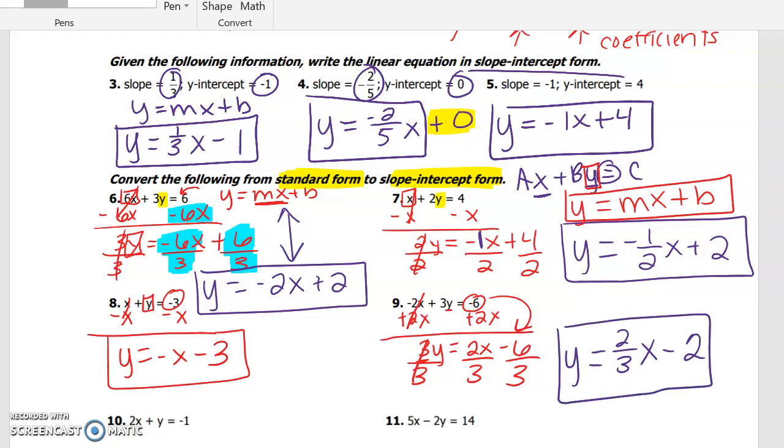Okay, and notice how I'm leaving my slope as a fraction. Okay, similar to example number 7. If it doesn't divide evenly, all right, you want to leave it as a fraction. We don't really want to see decimals in front for the slope. Okay, leave that in fraction form.